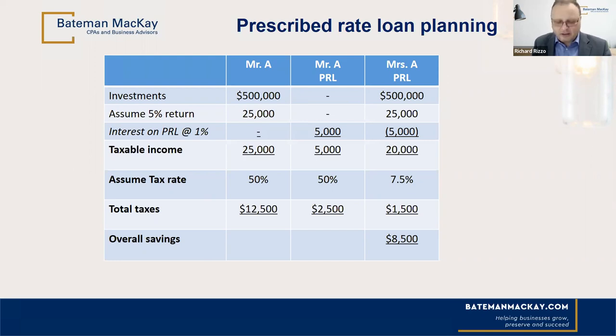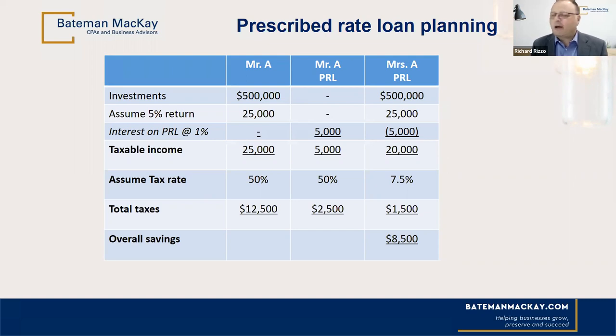And yes, the client had to pay that initial $250,000 in taxes up front. But again, at a 26% tax rate, I don't think it's a big deal. And the tax savings you're going to get by income splitting over the years will outweigh that quite a bit.